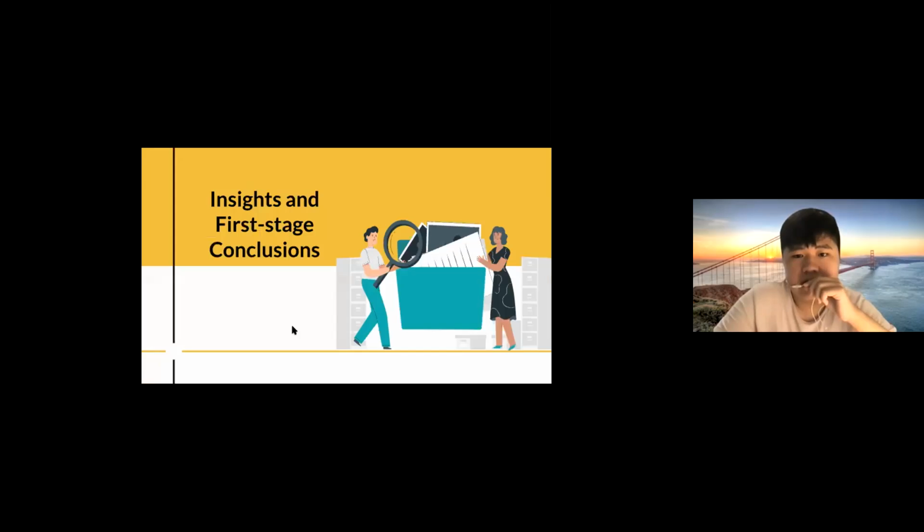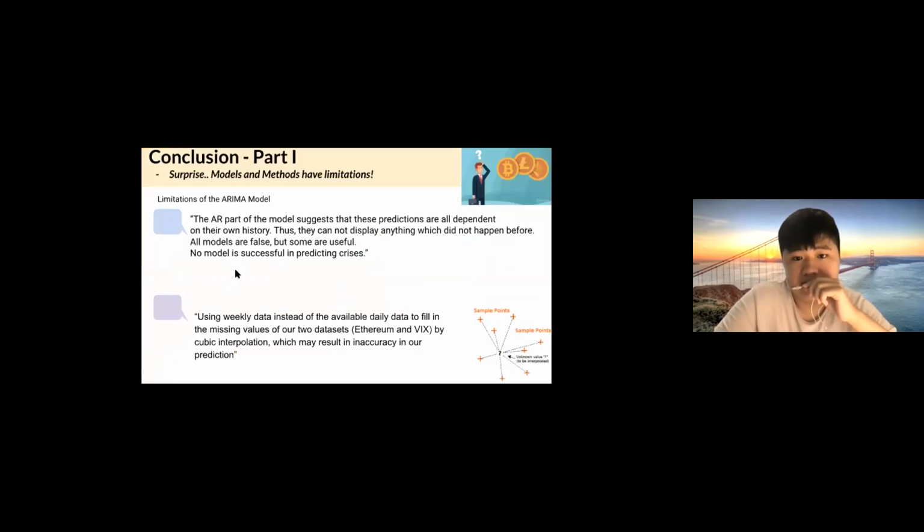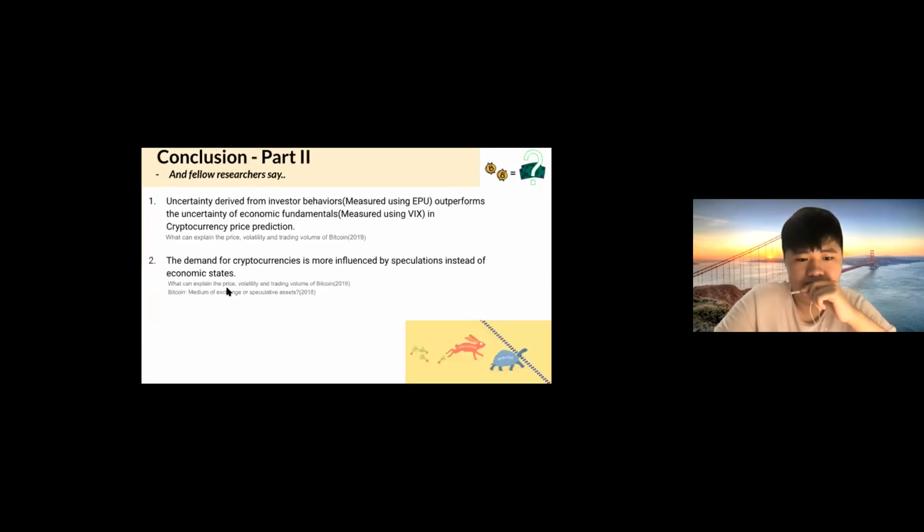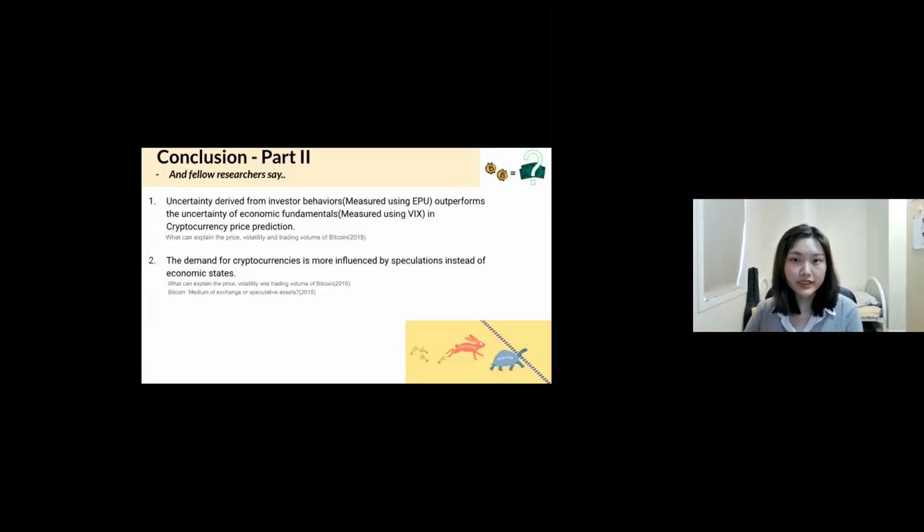And the last part is the insights and the conclusion. This slide shows the limitations from the general econometric analysis point of view. The limitations within the ARIMA model and the interpolation technique may cause inaccuracy in our prediction. Here are some possible reasons why VIX isn't the best predictor.